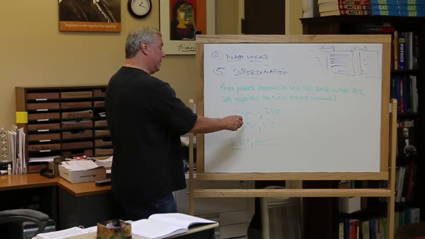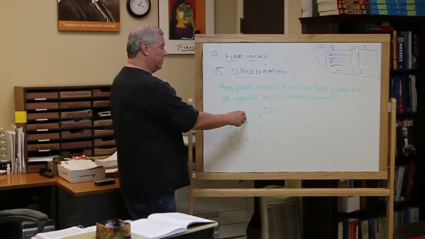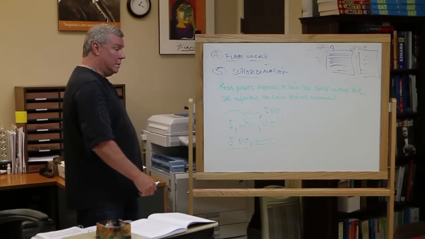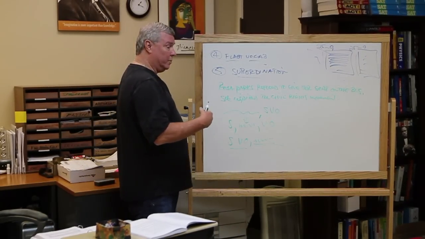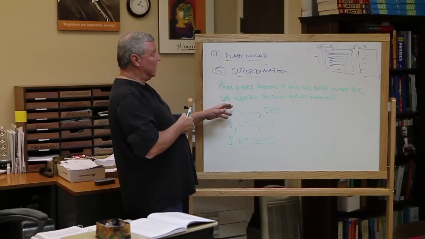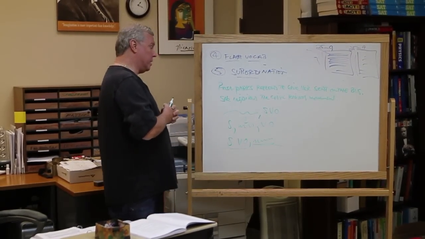And the one in the middle, can anybody think how we're going to do this one? This is a little more complicated because you'd have to add some information here, but Charlie, what do you think? Rosa Parks, inspiring the civil rights movement, refused to give up her seat on the bus. Yeah, that's really good. Or you could even make it into a noun instead of inspiring. You could say Rosa Parks, an inspiration to the civil rights movement, refused to give up her seat on the bus.